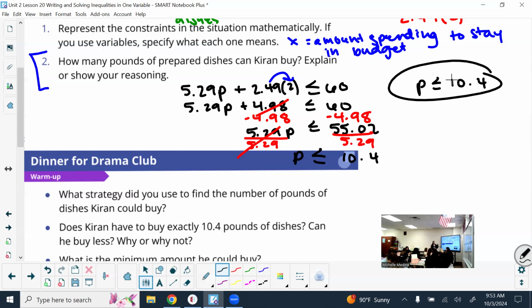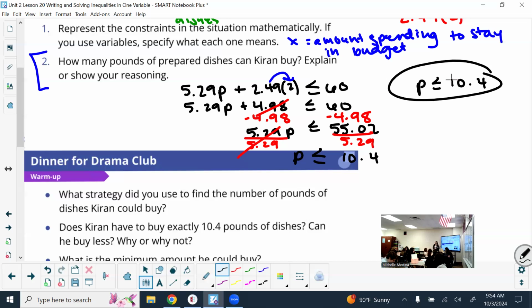Real quick before we continue. Is he able to buy 10.4 pounds? Like, is it possible to have a decimal of a pound? Yeah. Yes. So this is possible. It is reasonable. Earlier in first hour, I thought it was just like dishes, like here's 1 dish, here's 2 dishes. I thought there could be no decimals then, but I realize now it does say by the pound. So that is a reasonable answer. You can buy exactly 10.4.